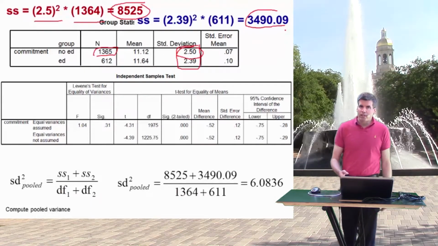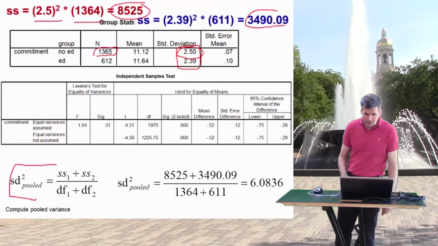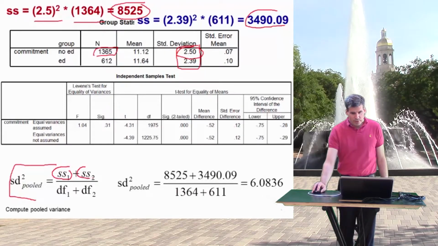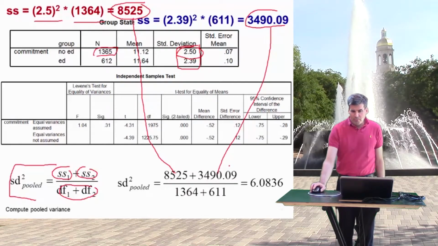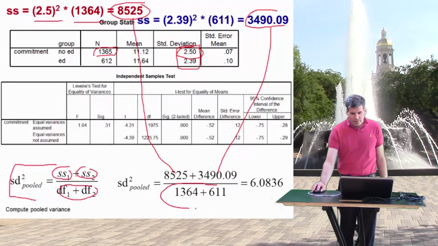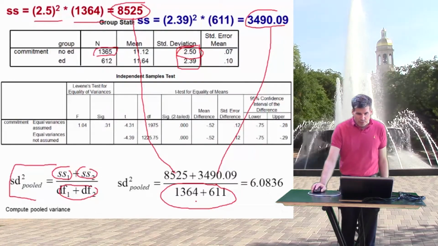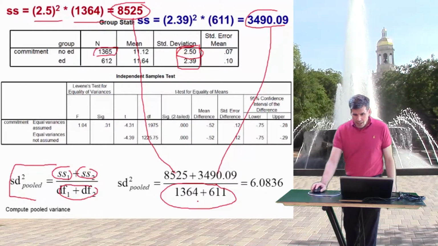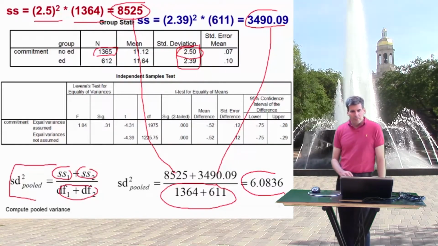So now I've got my two sums of squares, and I can calculate my pooled variance. Down at the bottom, we have the formula for a pooled variance. SD squared is a variance, so SD squared subscript pooled stands for pooled variance. And I need to get the sums of squares for group one plus the sums of squares for group two in my numerator, and then sum the 2 degrees of freedom in my denominator. So I take 8,525 plus 3,490.09, add my two sums of squares together, then add my 2 degrees of freedom together. Or if you want, you could just take the total sample size minus two, it's the same thing, or degrees of freedom for group one plus degrees of freedom for group two. In each case, it's n minus one for each group, or total sample size minus two. And I get a pooled variance of 6.0836. Okay, so that's my pooled variance.